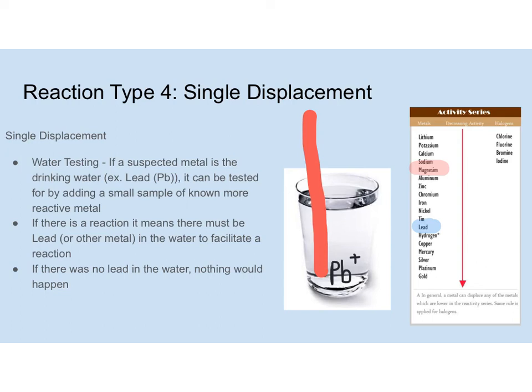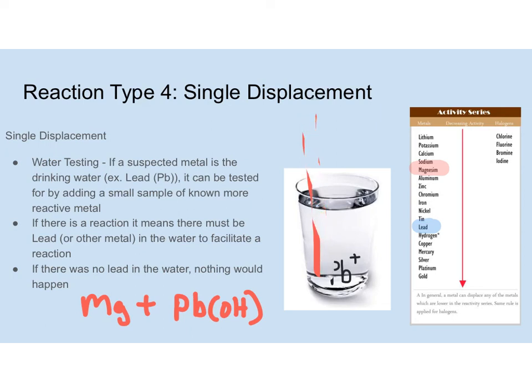What we just did was we now have magnesium plus PbOH. Since we know that magnesium is more reactive, we know that if there is lead in here, we're going to see a reaction. What's going to happen is this magnesium is going to start going into the compound, and it's going to start to disappear. Why it's going to disappear is because it's replacing lead in the hydroxide.